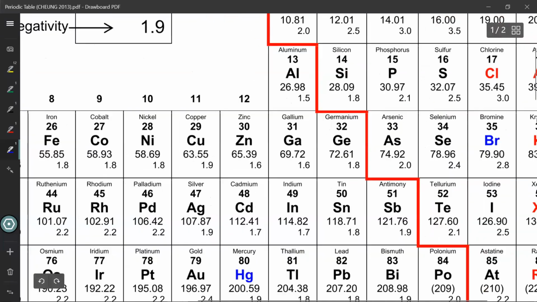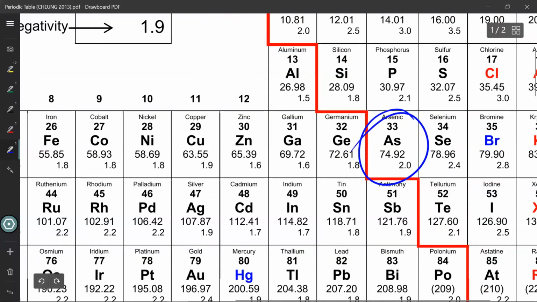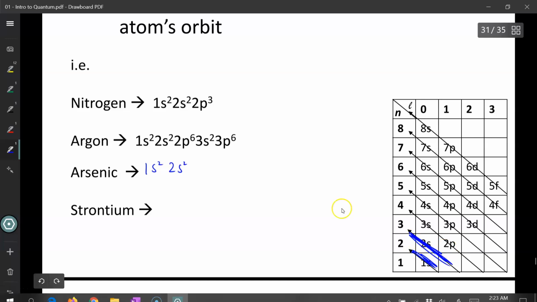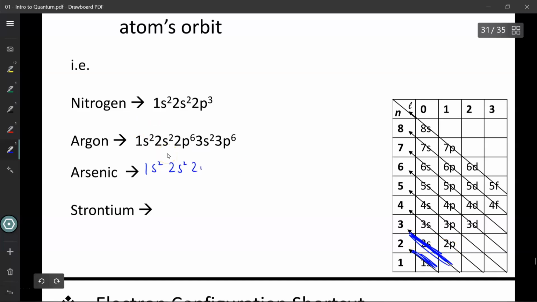So arsenic has 33 electrons we need to consider. So let's begin. We start off with the 1s, so 1s2, scratch that out, followed by 2s, 2s2, because s orbitals can hold a maximum of 2. After that is a 2p, and the p orbitals can hold a maximum of 6.